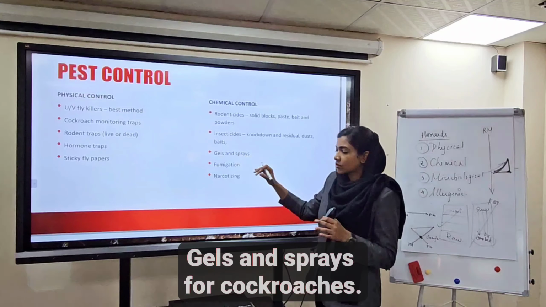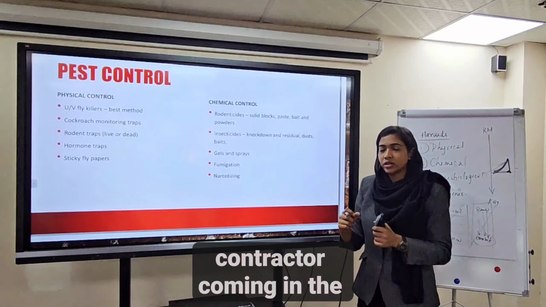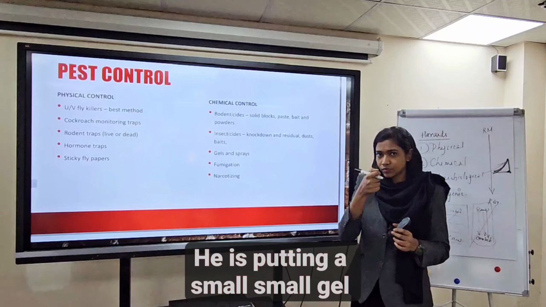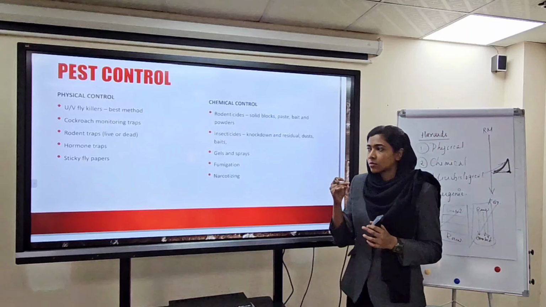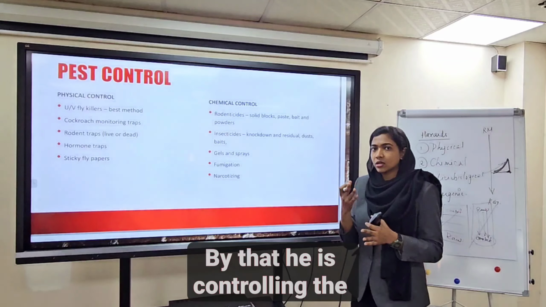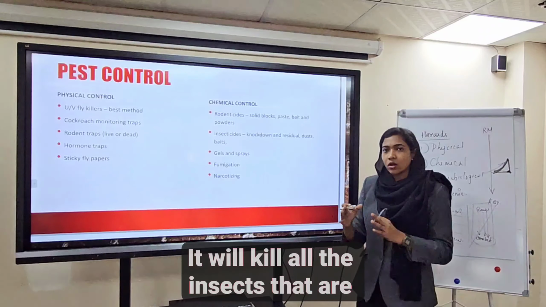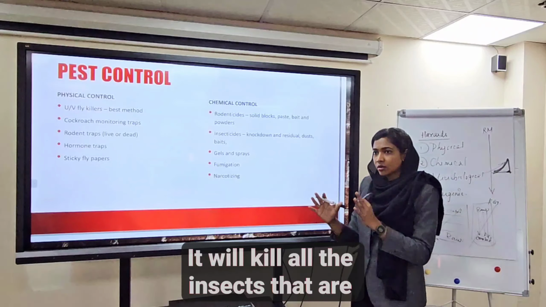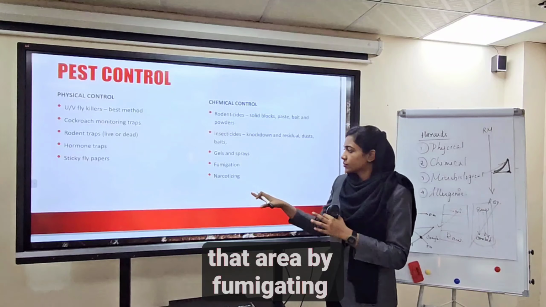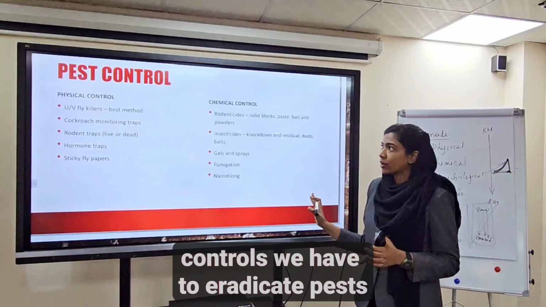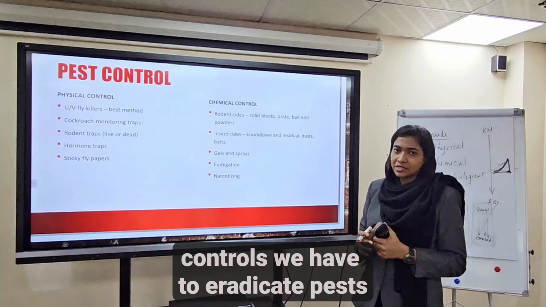Gels and sprays: for cockroaches, you might have seen the contractor coming and putting a small gel paste into the lockers. By that, he is controlling the cockroaches. Fumigation: it will kill all the insects present in that area by fumigating. So these are some chemical controls we have to eradicate pests in our factory.